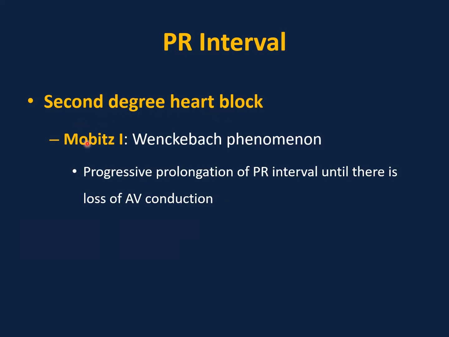Second degree heart block is Mobitz 1 or Mobitz 2. Mobitz 1, or Wenckebach, is a progressive prolongation of the PR interval until there is a loss of AV conduction or a loss of the QRS. So progressive prolongation of the PR interval until a loss of the AV conduction.